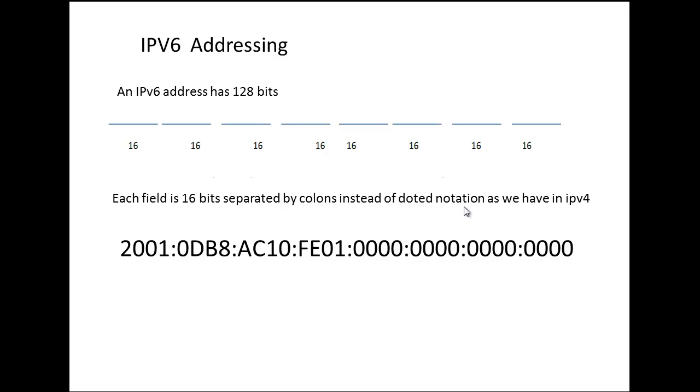From our previous sessions, we would remember that an IPv4 address had 32 bits with 4 octets, 8 bits per octet. This is an example of a hexadecimal IPv6 address, and we can see that the fields are separated by colons.